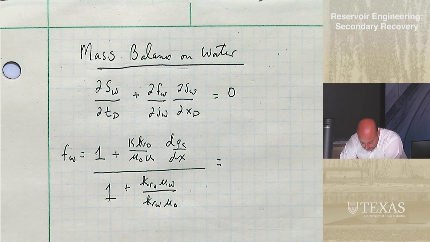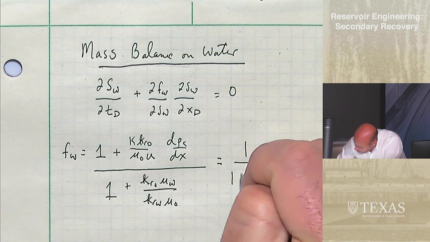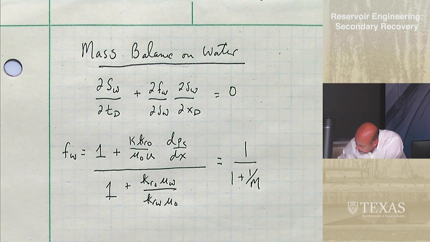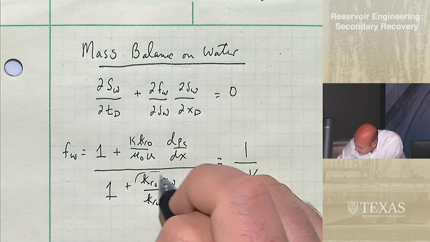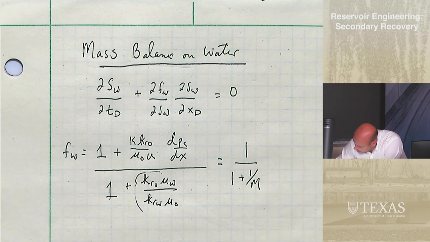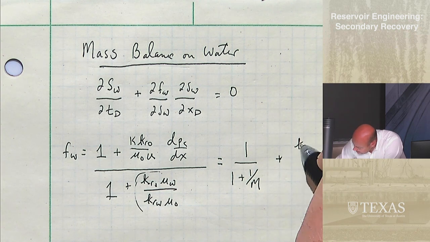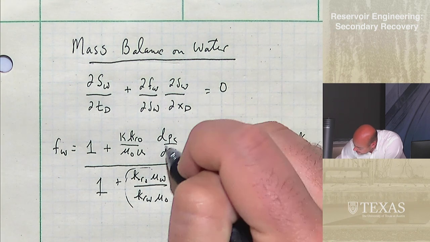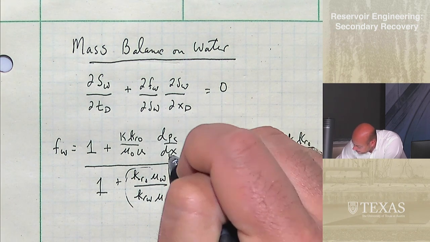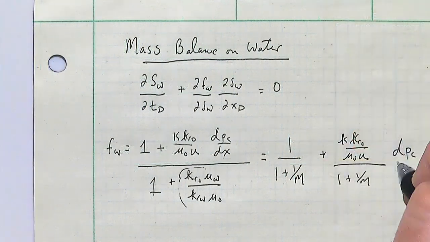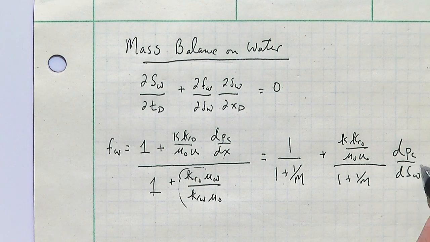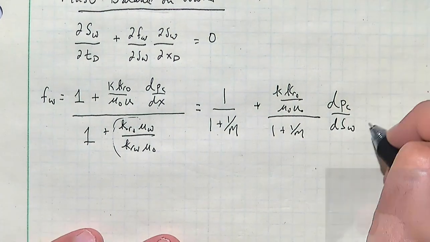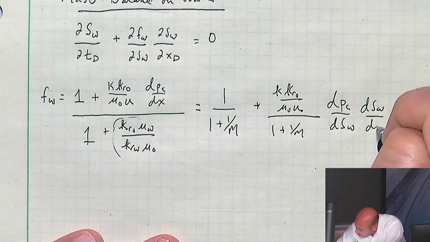I could rewrite this as 1 over 1 plus 1/M. M is the mobility ratio, which is basically the inverse of this, plus k KRO over mu O mu, again over 1 plus 1/M. This is dPc/dx, the derivative of capillary pressure with distance. We can use a chain rule. It's a derivative of capillary pressure with water saturation times the derivative of water saturation with respect to x.